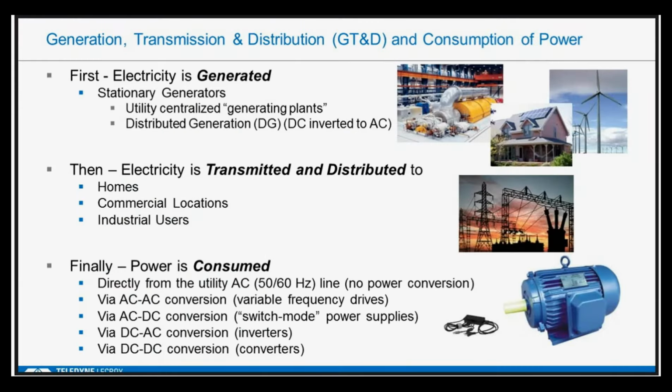I always like to do a very quick overview, what I call 100 years in 7 slides. I actually think I made it 8 slides in this presentation. Basically, as you all know, we generate, we transmit, and we distribute electricity. Historically, electricity has been generated very centrally, but more recently, there's a lot of distributed generation going on, which is DC, which is then inverted to AC. It's transmitted over a very long distance in many cases to your home or business, and then it's consumed. It's either consumed directly from the AC 50, 60 hertz line with no power conversion, or there's some type of power conversion activity happening using power electronics before it's delivered to a load.